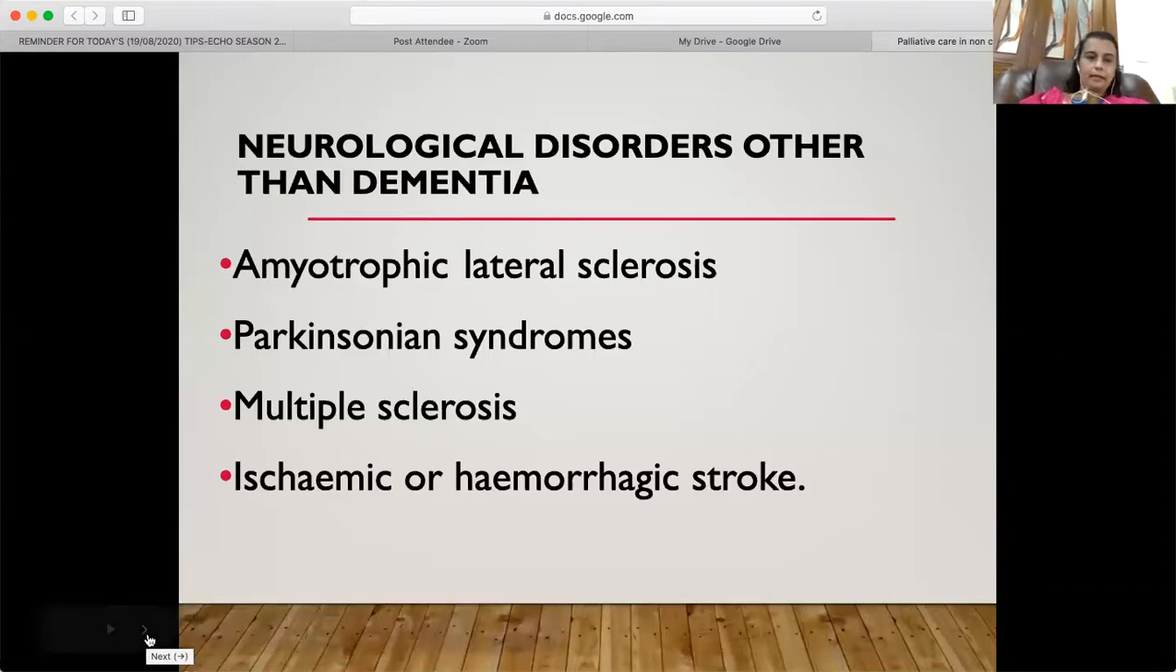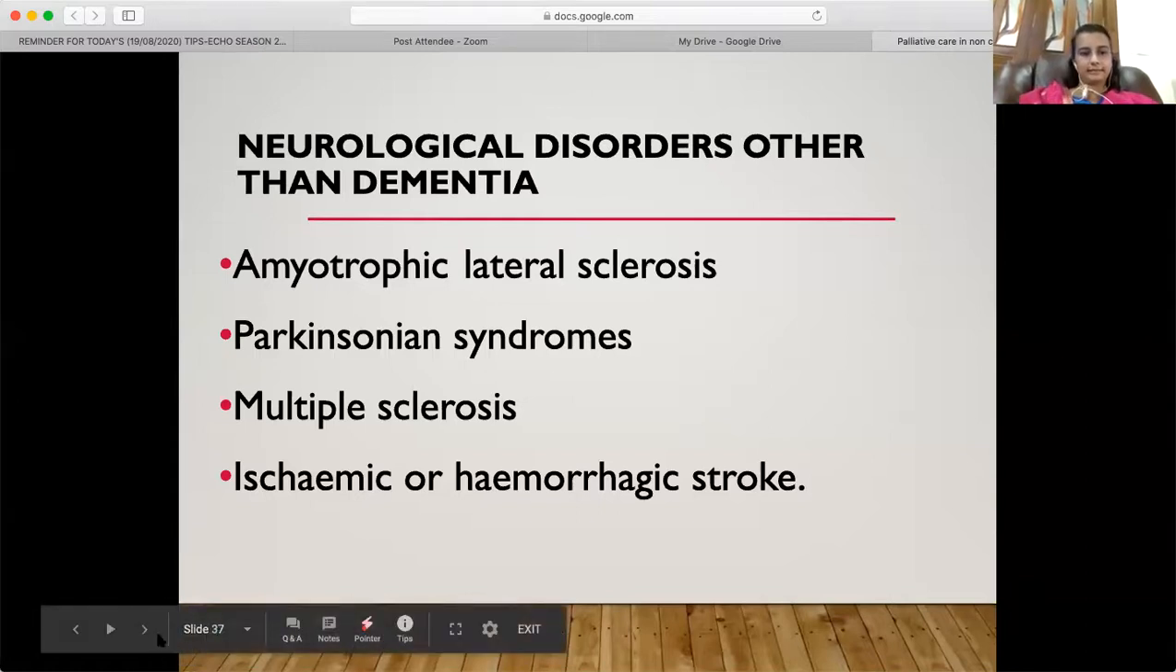And it's an emerging subspecialty in palliative care now, a promising future for palliative care in India as far as the specialty is concerned.